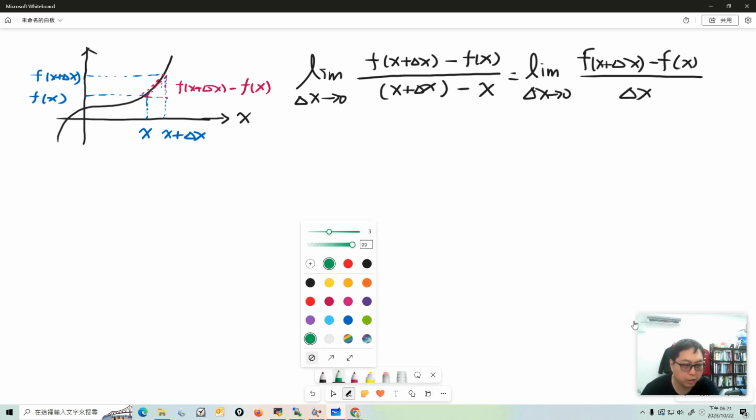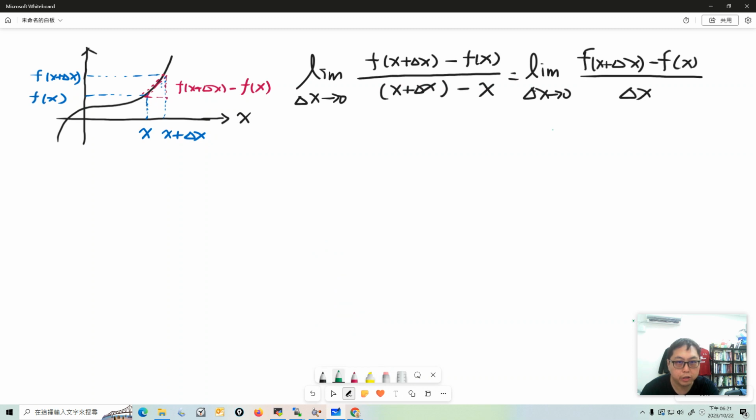If delta x is very, very small, approaching zero, this formula becomes the slope at x. So that's the original idea of the derivative of a function: just calculate the slope near a point.